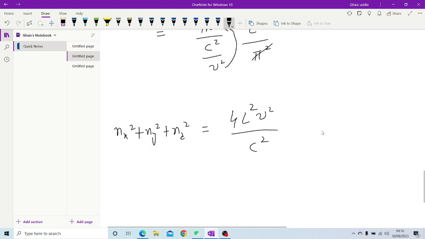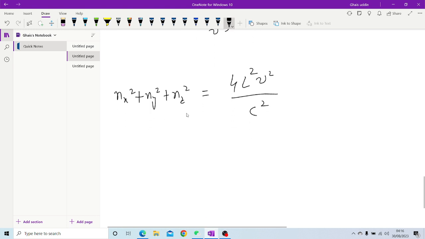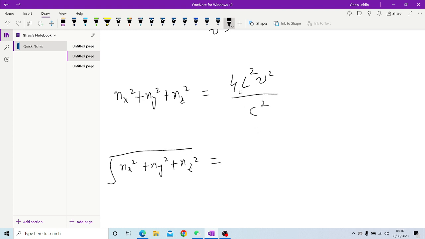Now we can do a little, if we take the square root for this, so this is nx square plus ny square plus nz square in the square root, and I want you to write this 2 and this to L and this to nu and this to c, and then I will take the square. So this is the same like this. And I will take the square for this, so this can be cancelled.